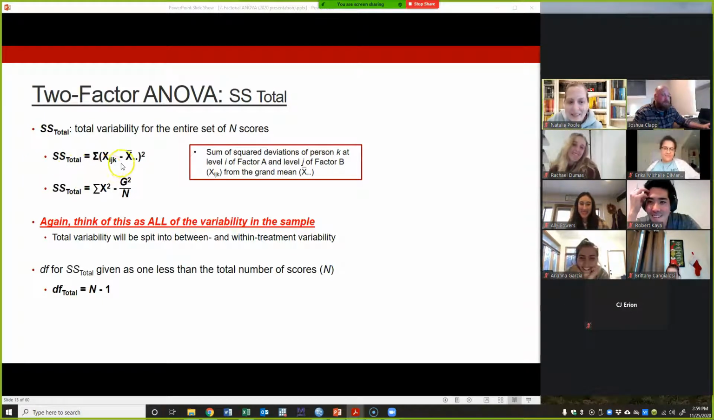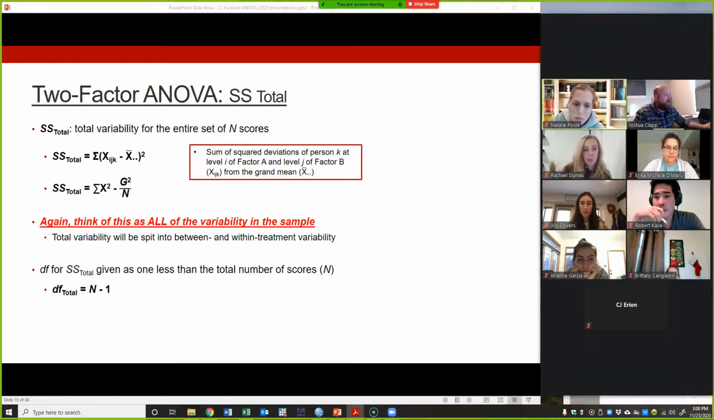So our sum of squares total is just the sum of the squared deviations of our individual scores from the grand mean. Don't get thrown off by the notation. I just means person, J is factor 1, K is factor 2. So the sum of squares total is the sum of the squared deviations of person I at level J of factor A and level K of factor B, minus the grand mean, squared.